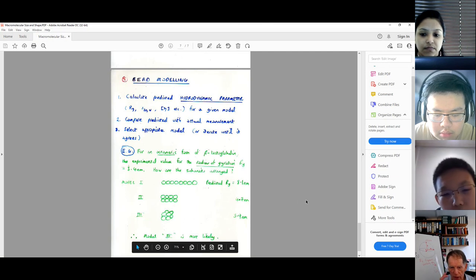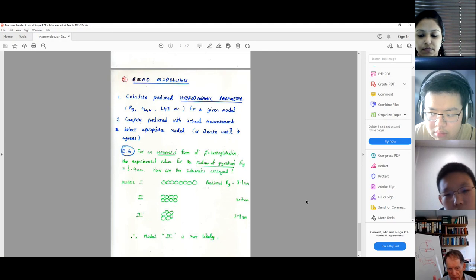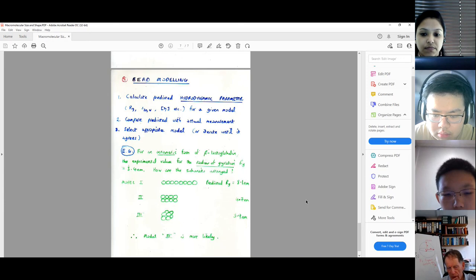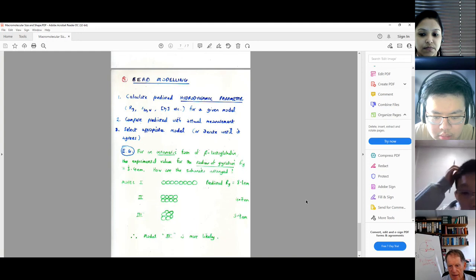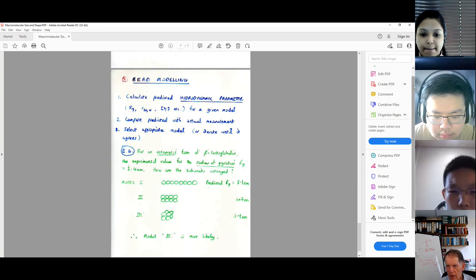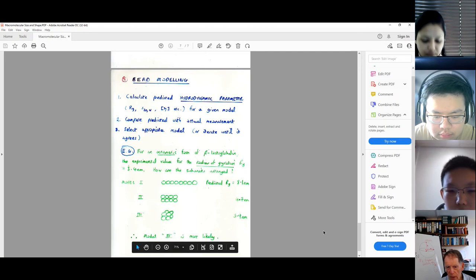Thus, an example of model fitting. You create a model, you predict what the properties are going to be for certain models, you measure or compare it with the measured property, and then you select the model which best fits the experimental data. And that method has been used very powerfully for representing the shapes of complex molecules.